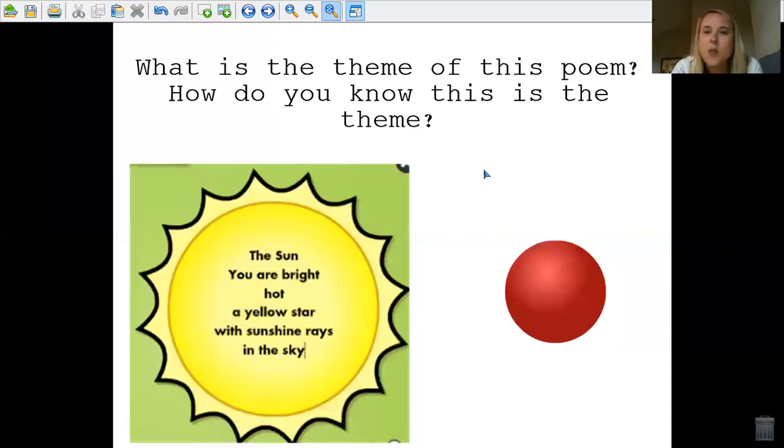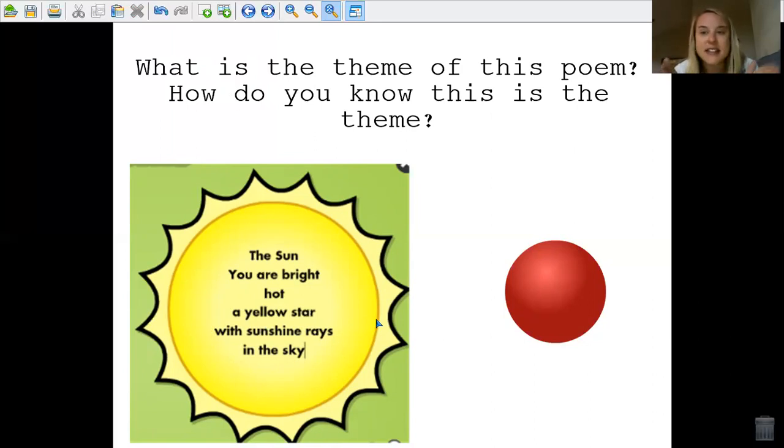Here's another example. What is the theme of this poem? How do you know this is the theme? So it says, the sun, you are bright, hot, a yellow star with sunshine rays in the sky. Pause this right here and think real quick. It should not take you long. What do you think this is about? If you said all about the sun, you guys rock.